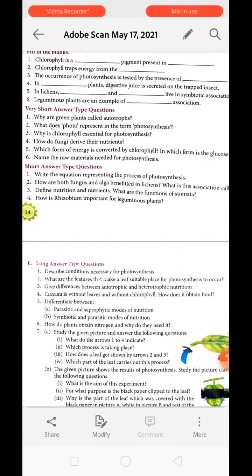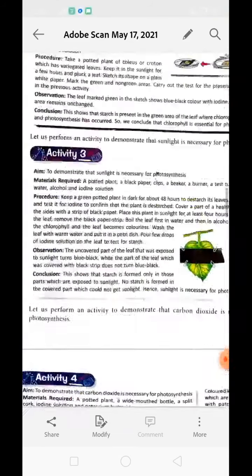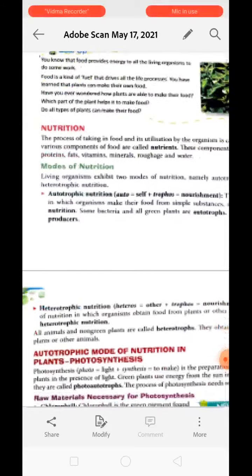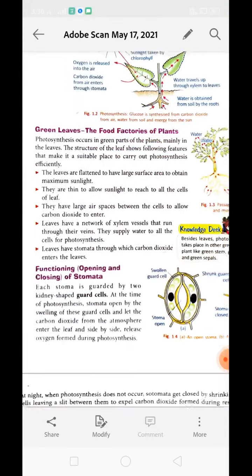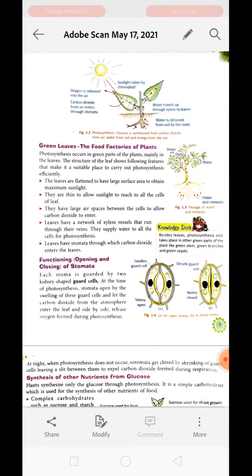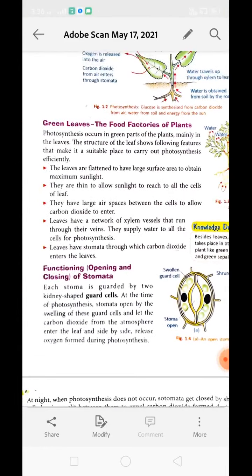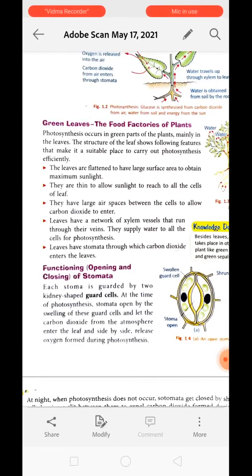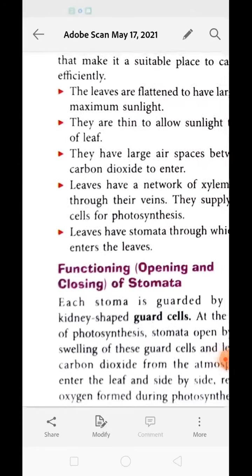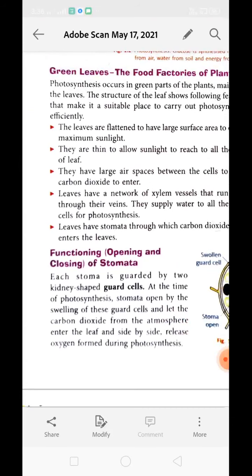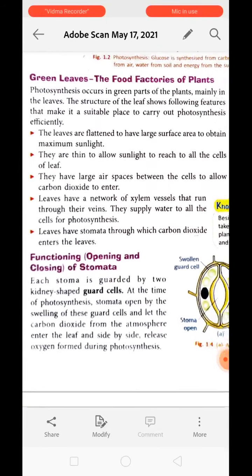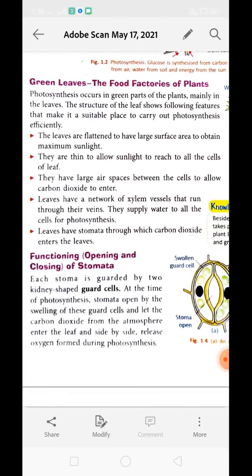What are the features that make the leaf a suitable place for photosynthesis to occur? It is given in page number 7. Leaves, green leaves, the food factory of the plant. Over here you have altogether 5 points. You will write all these bullet points, they are your answer. The leaves are flattened, have a large surface area to obtain maximum sunlight. 2, leaves have stomata through which carbon dioxide enters the leaf.